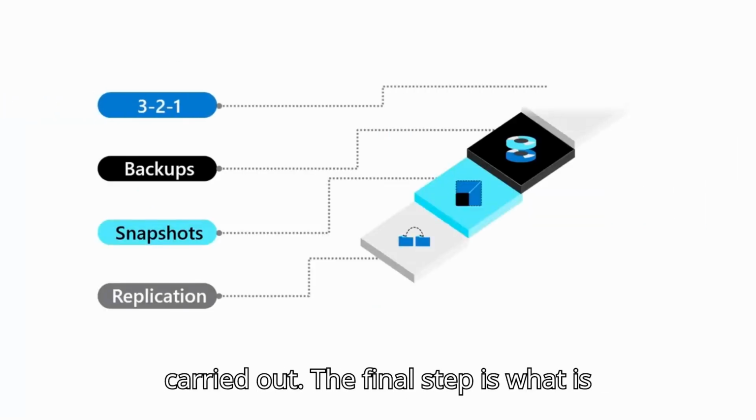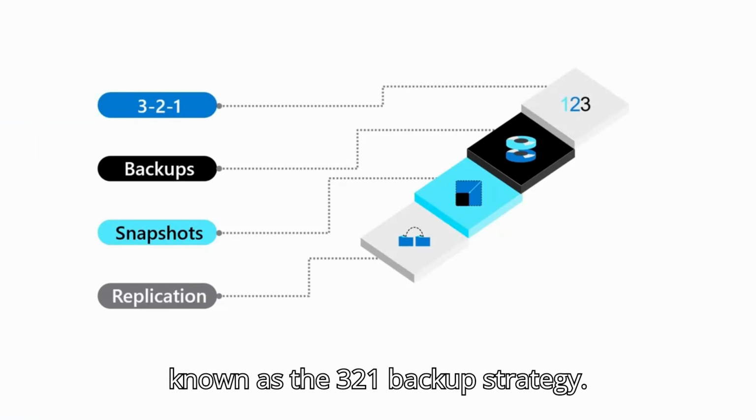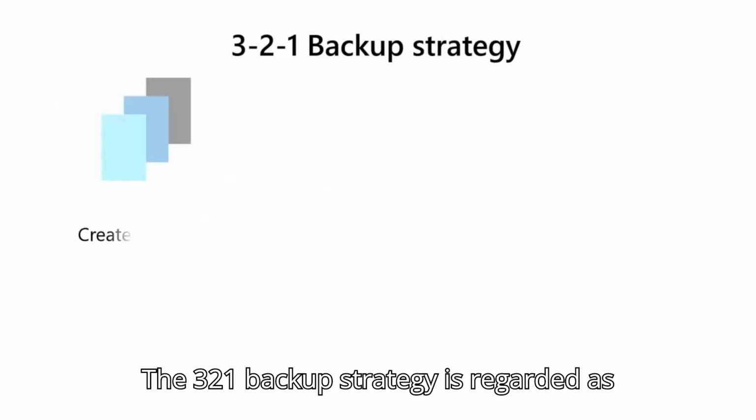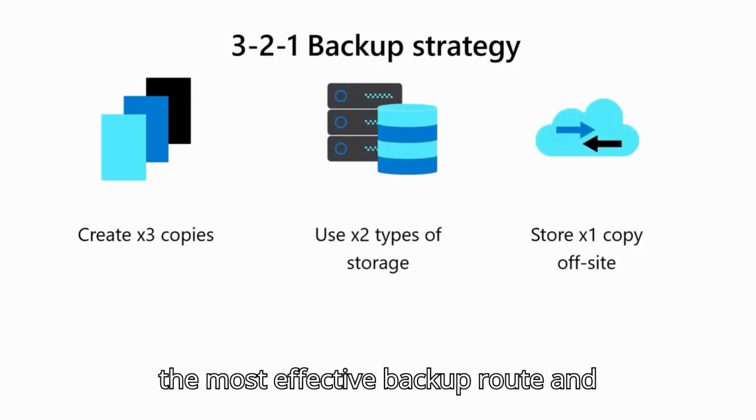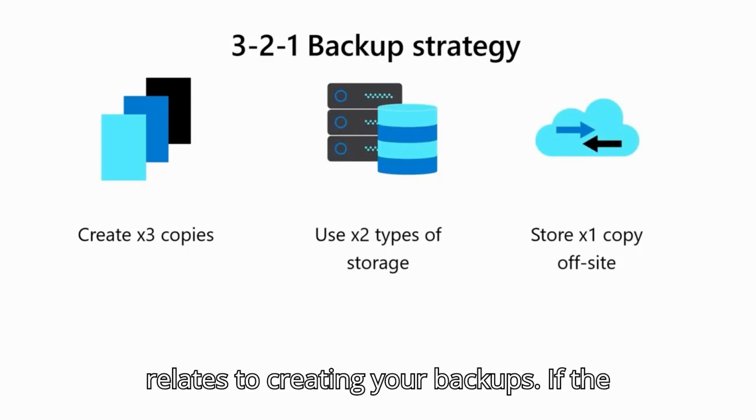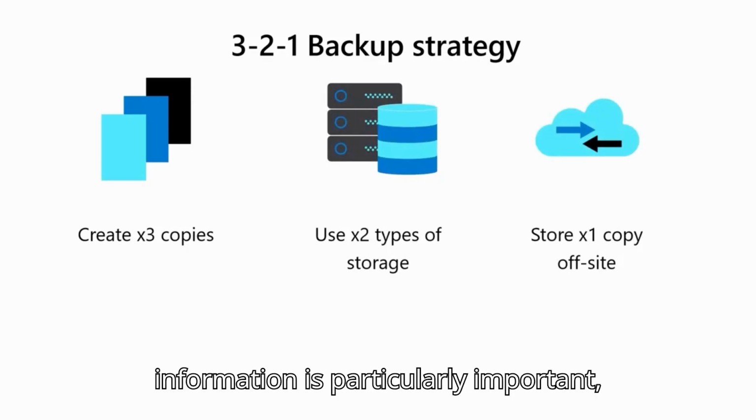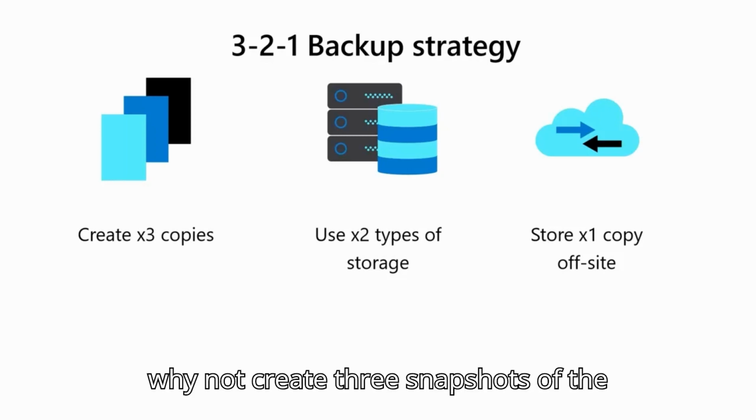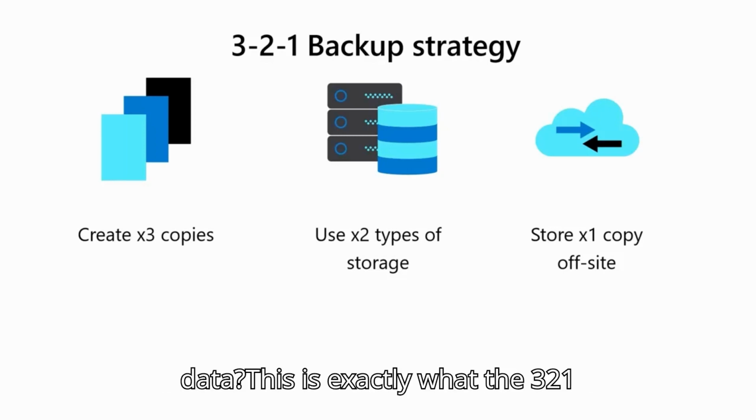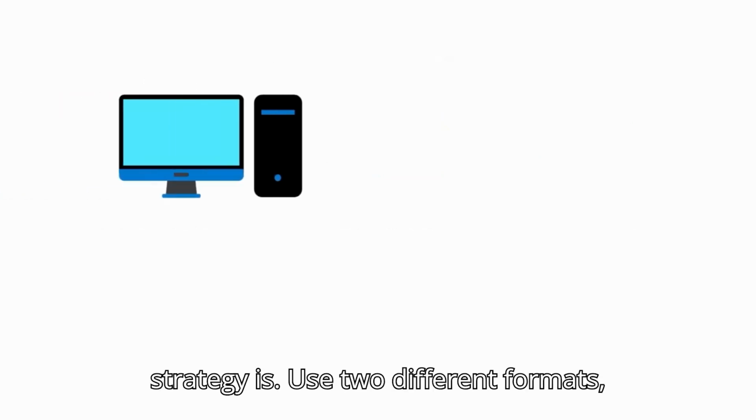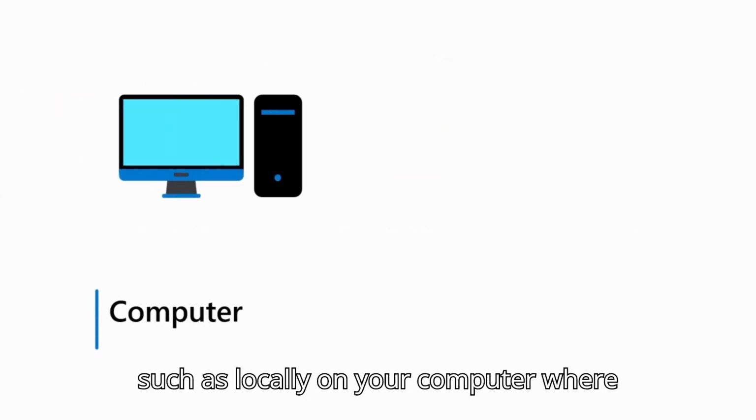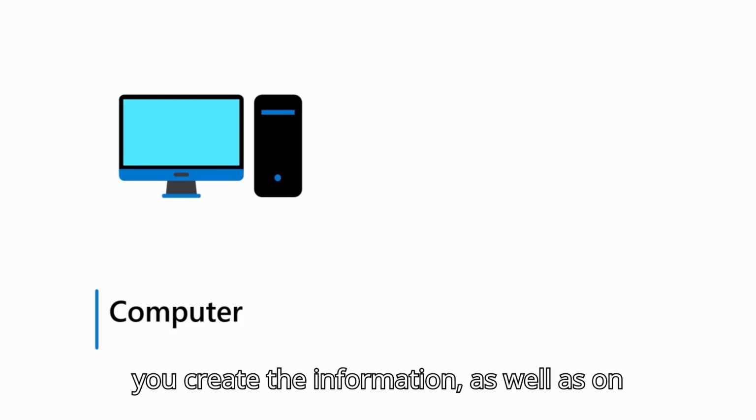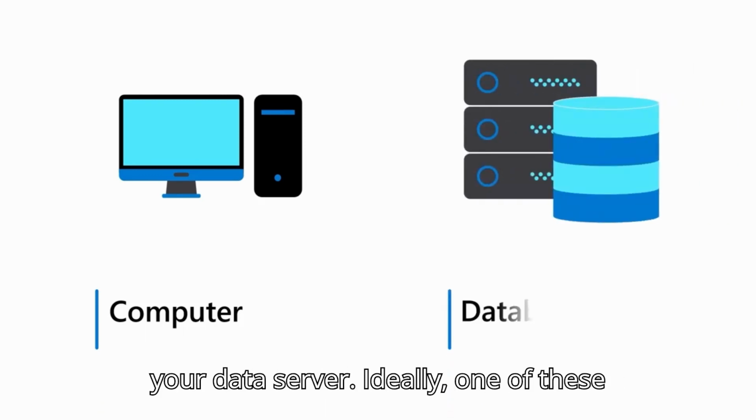The final step is what is known as the 3-2-1 backup strategy. The 3-2-1 backup strategy is regarded as the most effective backup route and relates to creating your backups. If the information is particularly important, why not create 3 snapshots of the data? This is exactly what the 3-2-1 strategy is. Use 2 different formats, such as locally on your computer where you create the information, as well as on your data server.